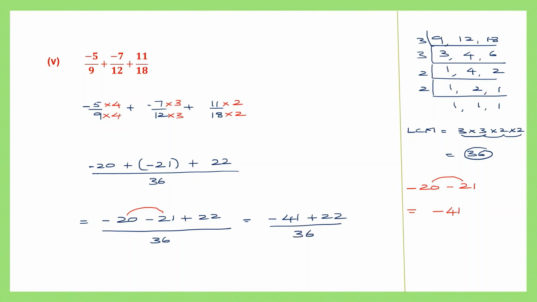So here signs are different. So let's put the sign of the bigger number and subtract 41 minus 22. 41 minus 22. Let's borrow. 11 minus 2 is 9. 3 minus 2 is 1. So here we have minus 19 by 36.